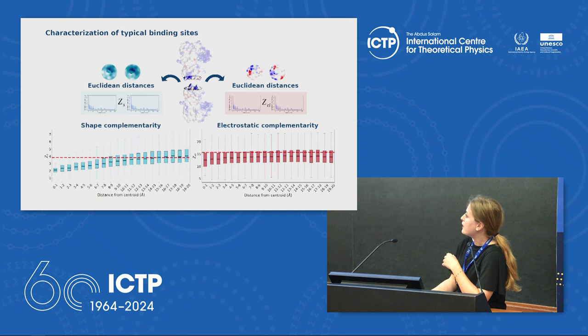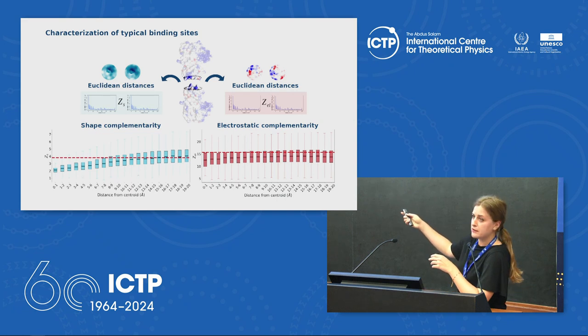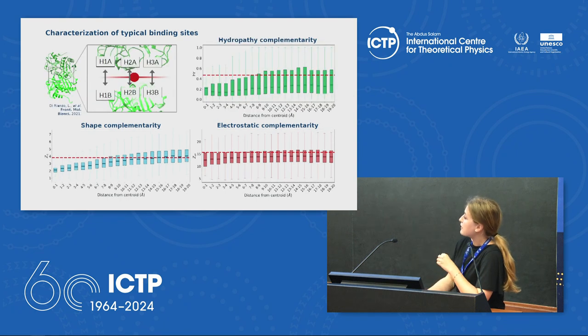So you can see on the box plot on the bottom the distributions of the Euclidean distances between the Zernike vectors of patches facing each other at increasing distance from the center of the interfaces. And you can observe that up to a distance of 10 Armstrong, more or less, this complementarity is higher than that between random patches, which is shown by the red dotted line. The same area is where also the hydropathy complementarity is maximized. In this case, the complementarity was defined starting from the product between the hydropathy index of the residues, as defined by a scale that was proposed recently by my group.